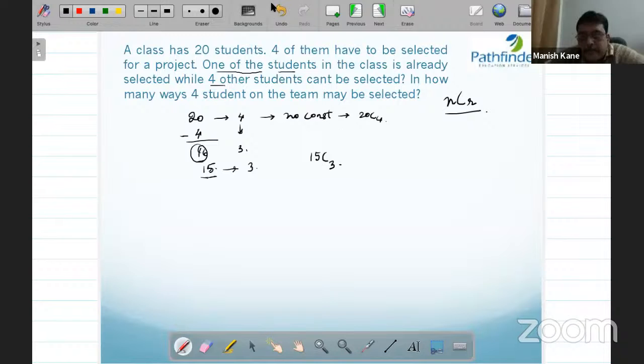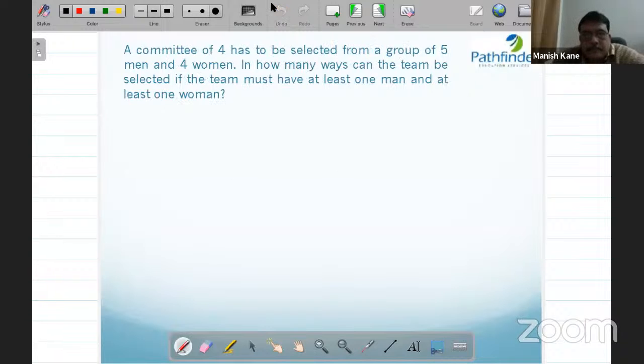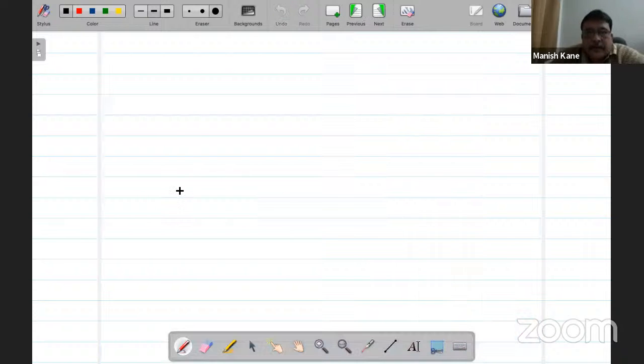Okay. Can we move to the next one? A committee of 4 has to be selected from a group of 5 men and 4 women. In how many ways can you select if one man and one woman are compulsory? Now, before we launch ourselves into this question, let us just have a look at something. Suppose there are 5 men and 5 women, and we have to make a committee of 4.